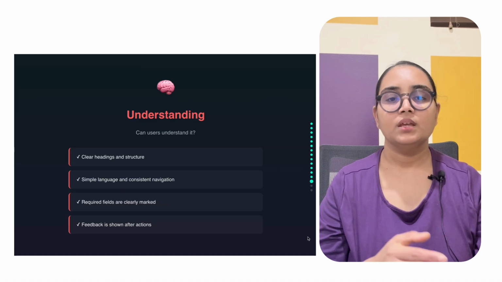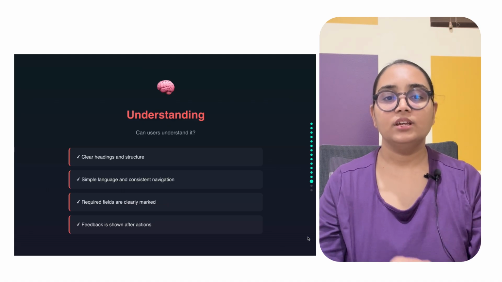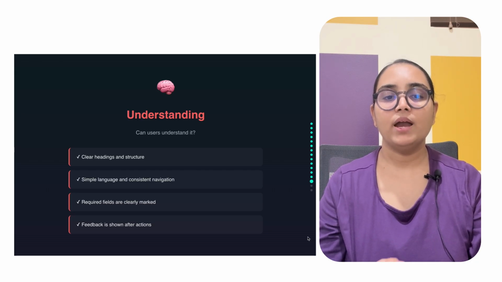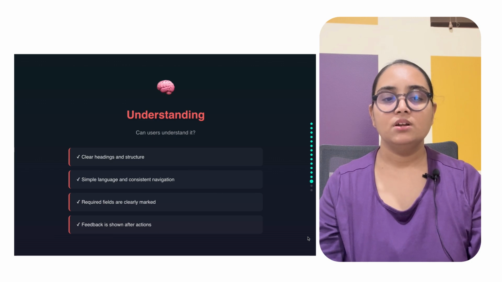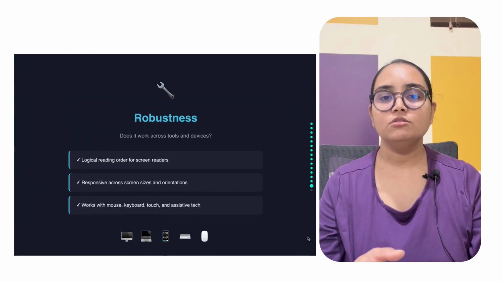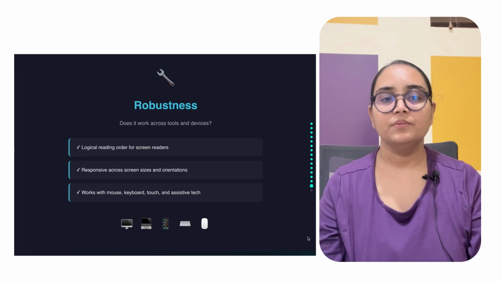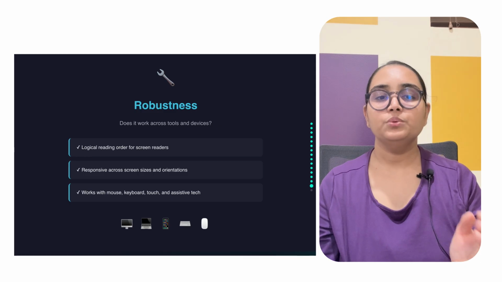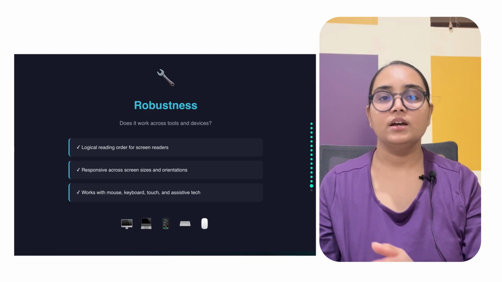Understanding. Can users understand it? Clear headings and structure. Simple language and consistent navigation. Required fields are clearly marked. Feedback is shown after actions. Does it work across tools and devices? Logical reading order for screen readers, responsive across screen sizes and orientations, works with mouse, keyboard, touch, and assistive tech.